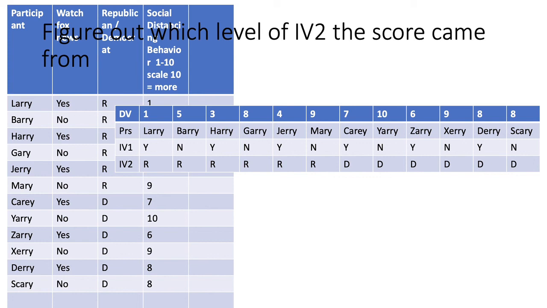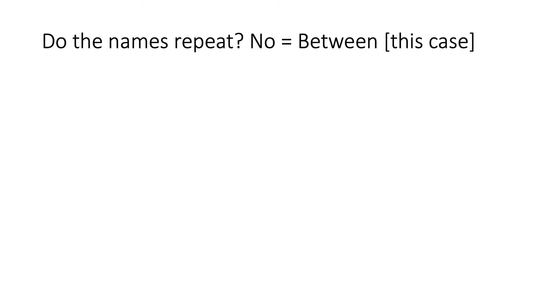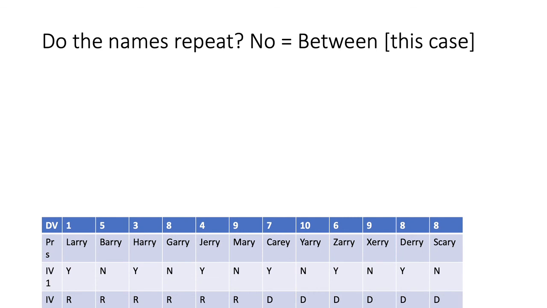And then we're going to do what I told you, right? Like, I'm going to answer your question. Well, let me answer that question. Do the names repeat? No. Well, if they don't repeat, this is a between subjects design. If the name is only present once, or the ID is only present once, every participant in this study was only in one cell of your design. And when I say cell, it's like the conditions when you cross your two independent variables together. So you can sort of see that they do not repeat in this case.